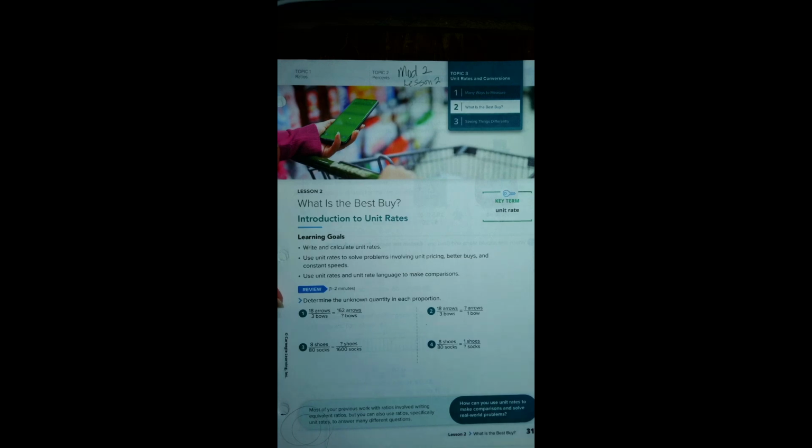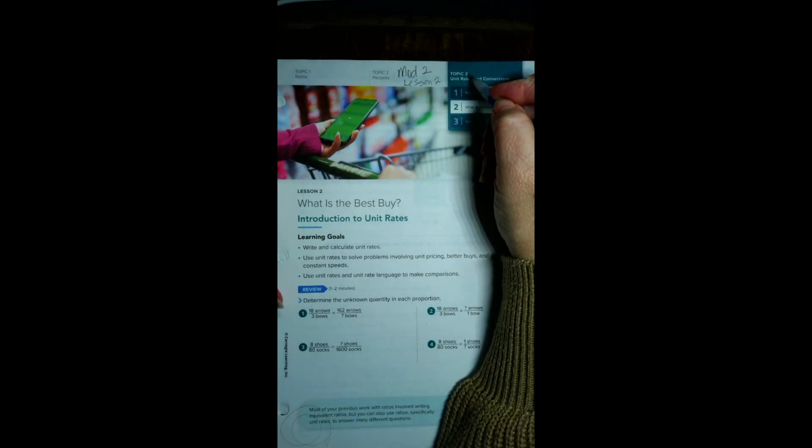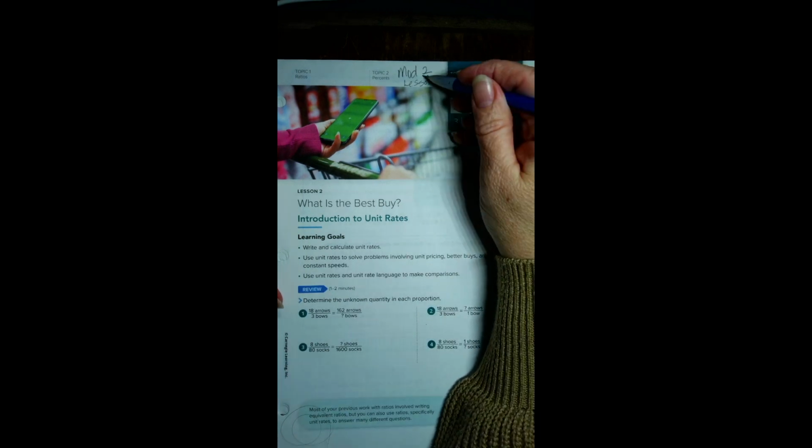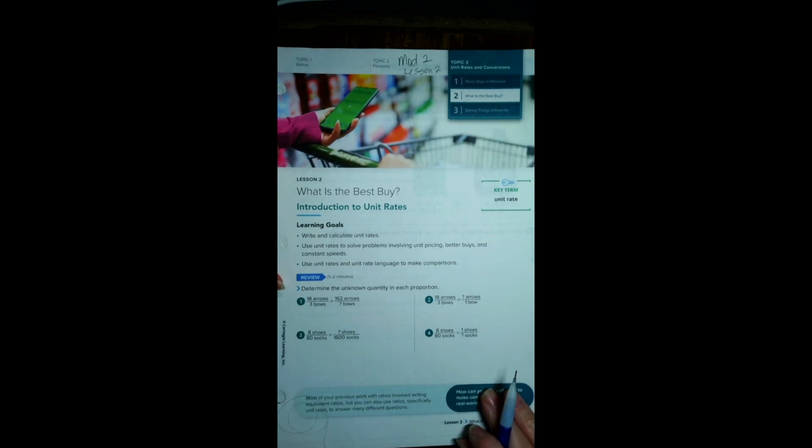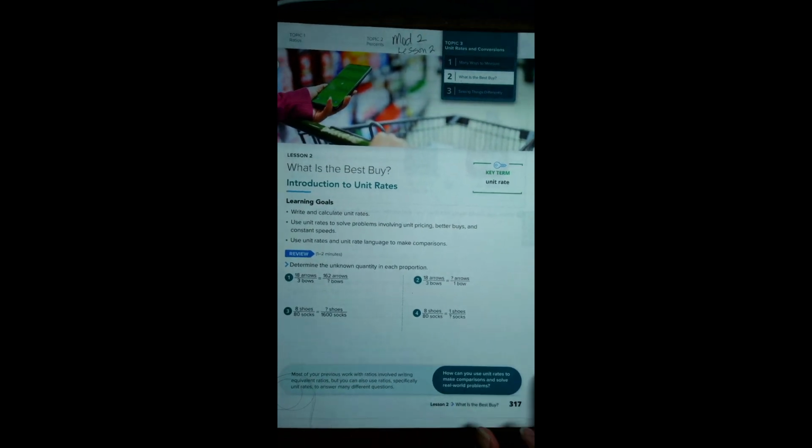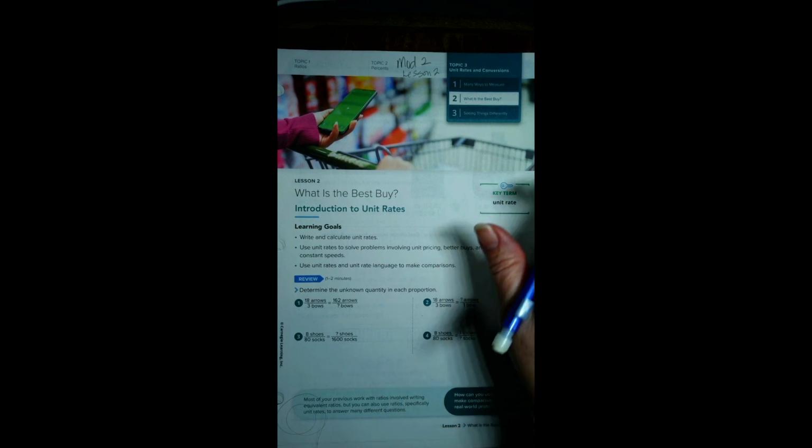Hi everyone, welcome back. So we are moving on in Module 2, Topic 3. We are on Lesson 2. We are on page 317. And today we're going to start talking about unit rates. So we have an introduction to unit rates.